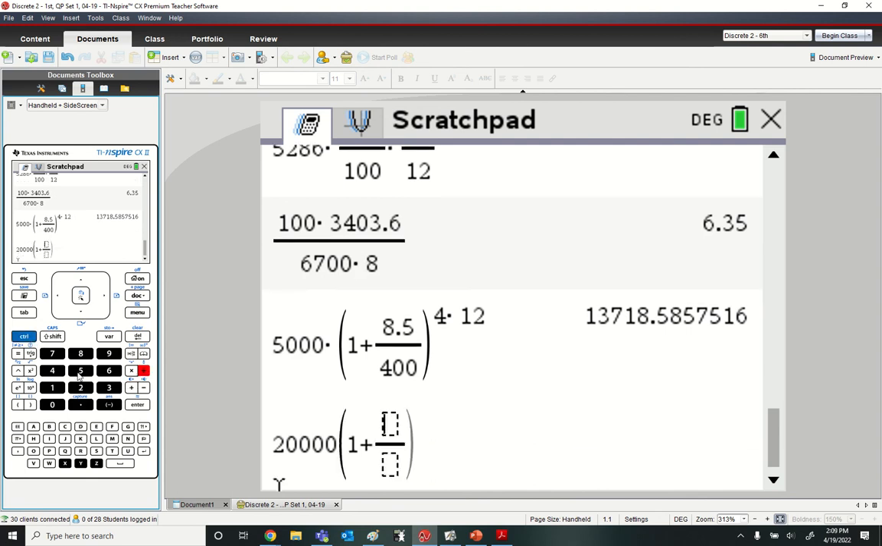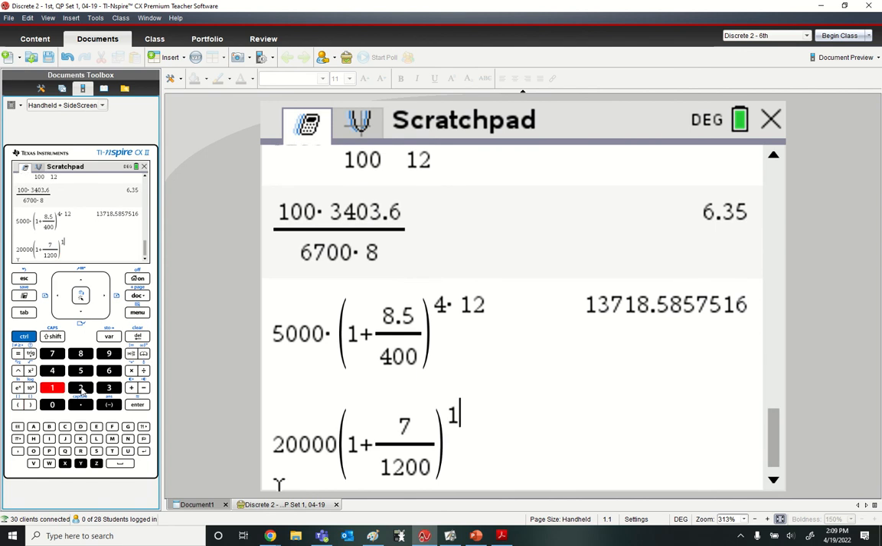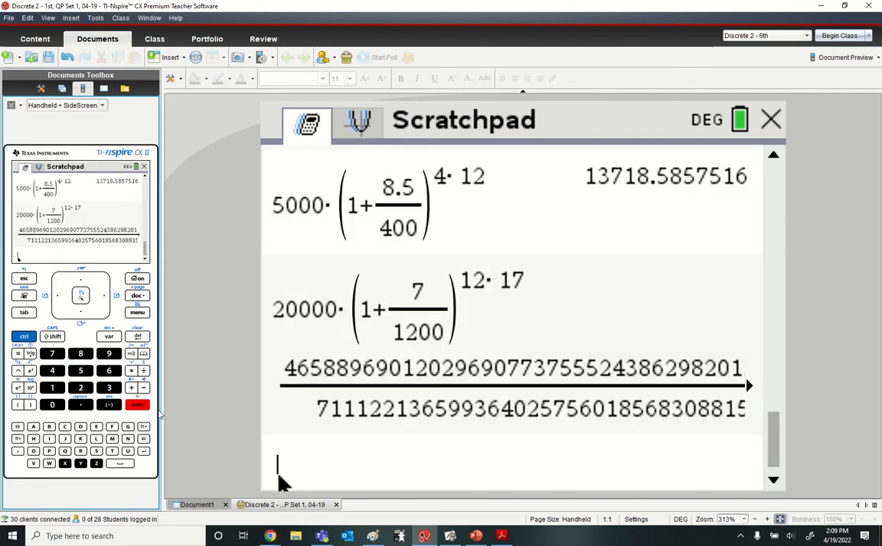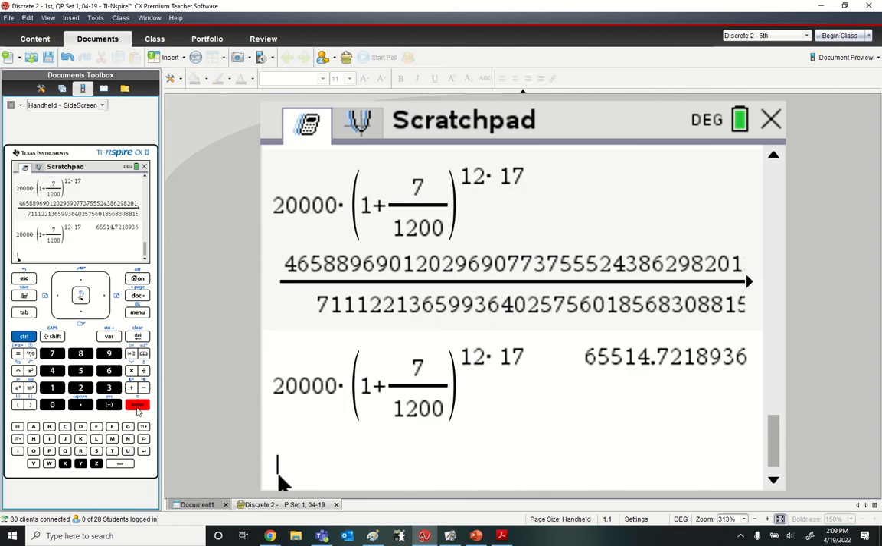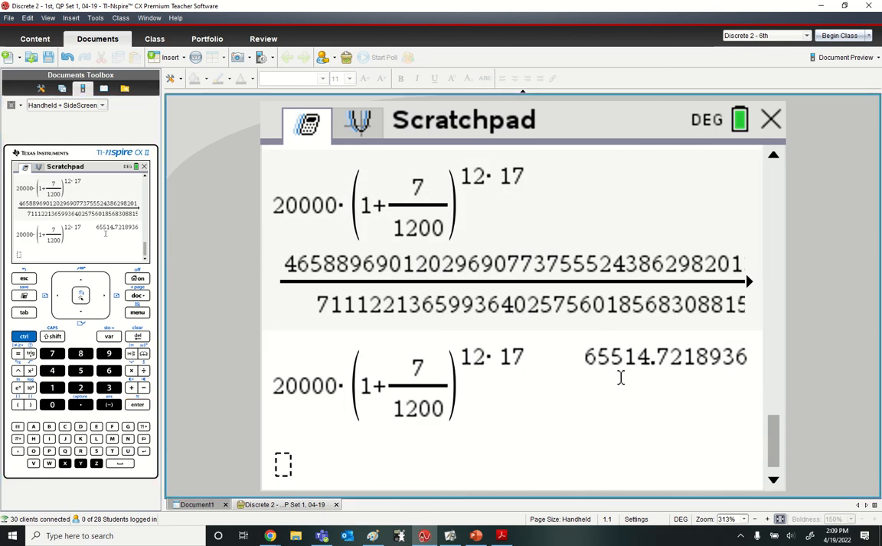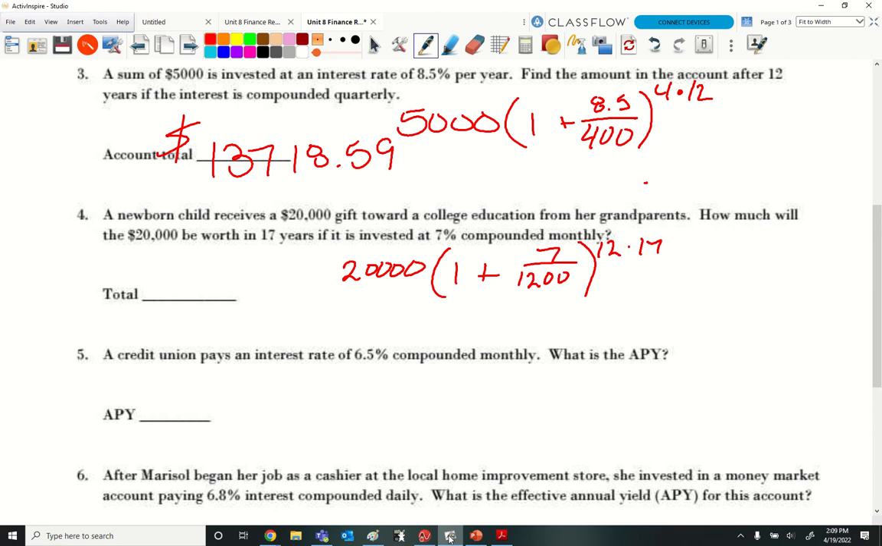What was my percentage again? 7. And if I get a fraction like this, what do I do to fix it? Control Enter. Right? Okay, there we go. So we get 65,514.72, right? All right, not bad so far, right? If you think about it, I invested 20,000 and it became 65,000. That's a pretty good investment, right?